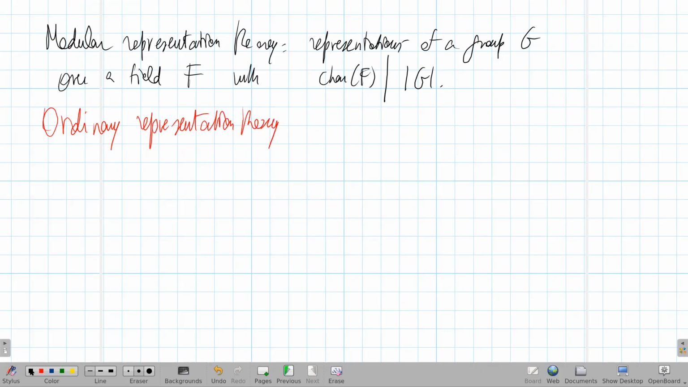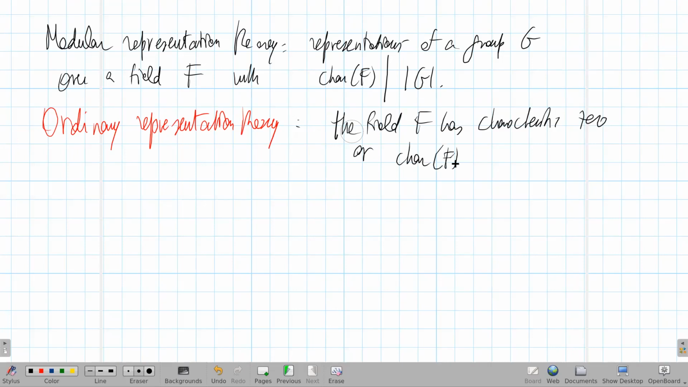Which means, say, characteristic 0. So the field F has characteristic 0, like the complex numbers, or in any case, the characteristic of the field does not divide the order of the group, so you can do the averaging trick, and Maschke's theorem works. Okay, so we will be doing just the ordinary stuff, not more.